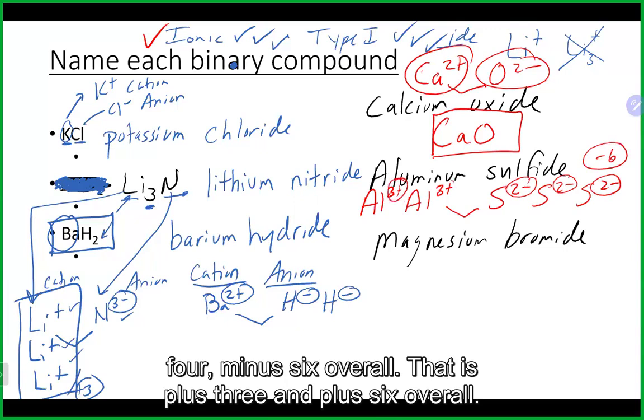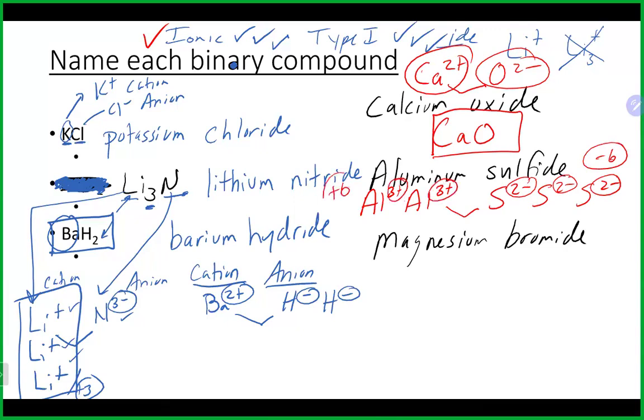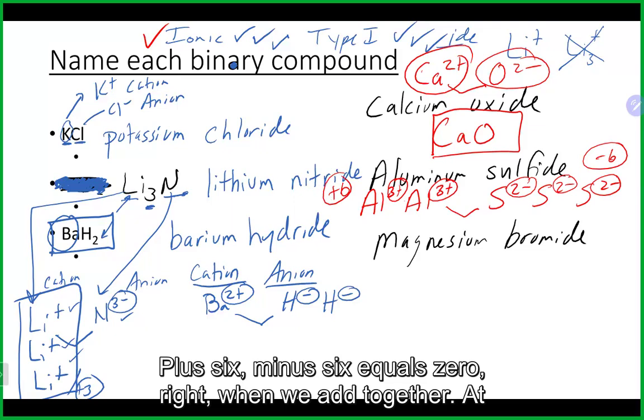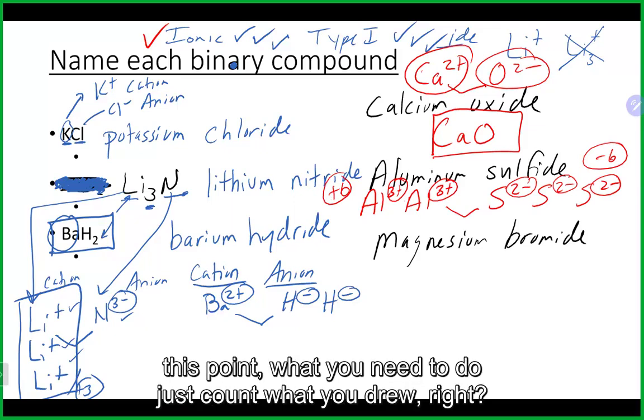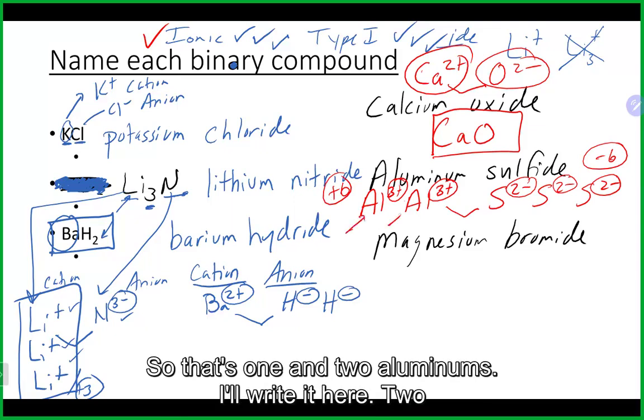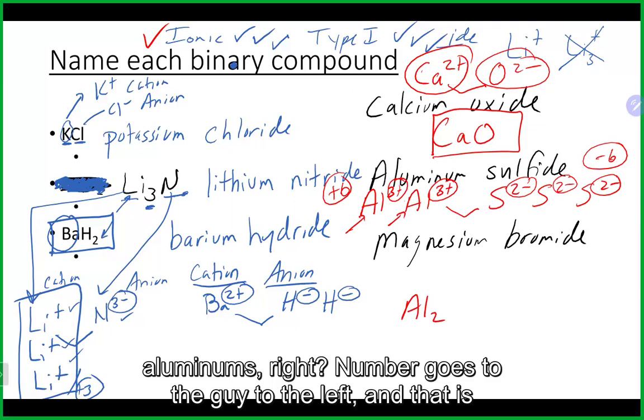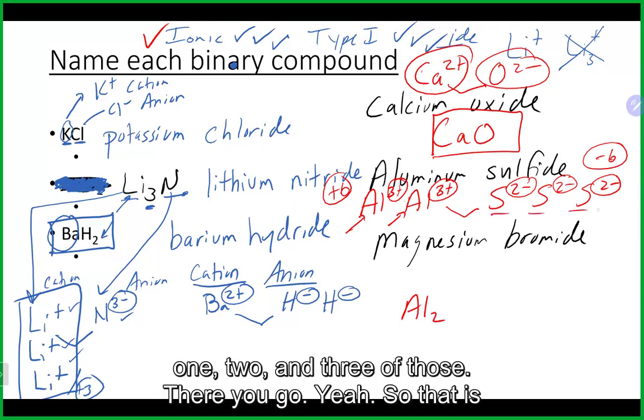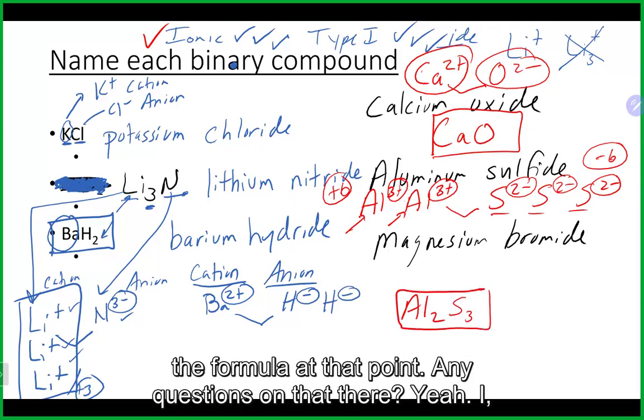That is +3 and +6 overall. +6 -6 equals 0, right? When we add it together. At this point, what should you do? Just count what you drew. So that's 1 and 2 aluminums. I'll write it here, 2 aluminums. The number goes to the guy to the left. And that is 1, 2, and 3 of those. And there you go. So that is the formula at that point.